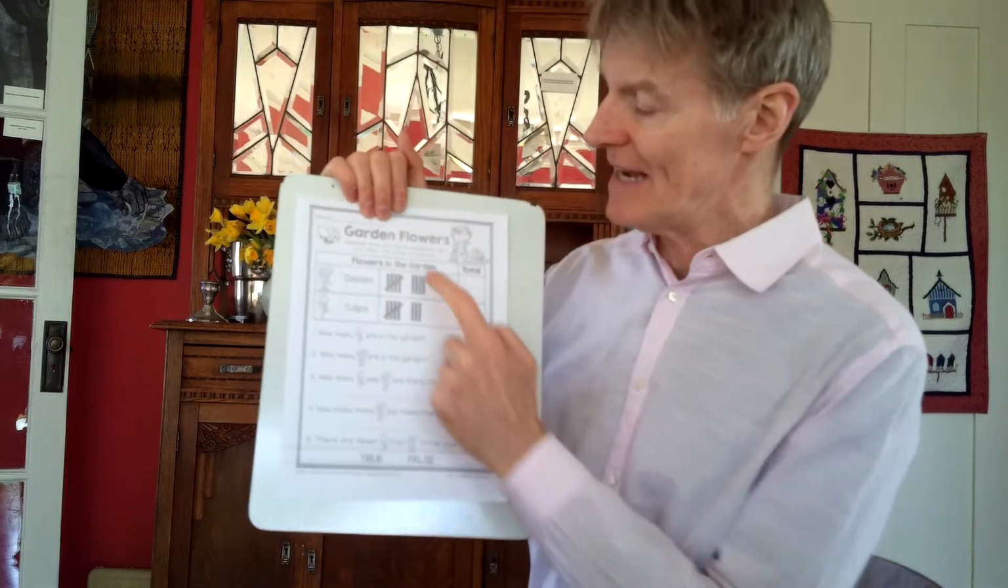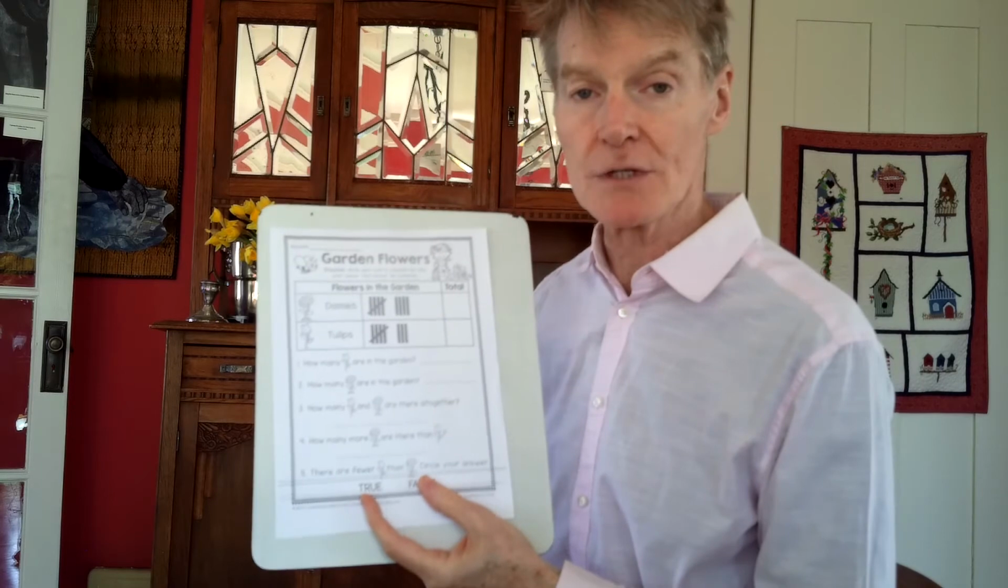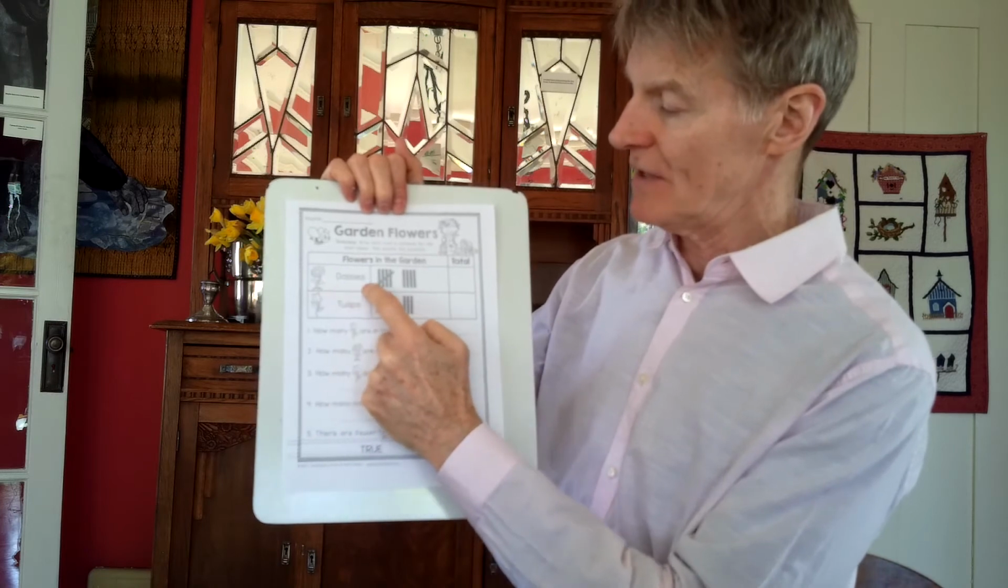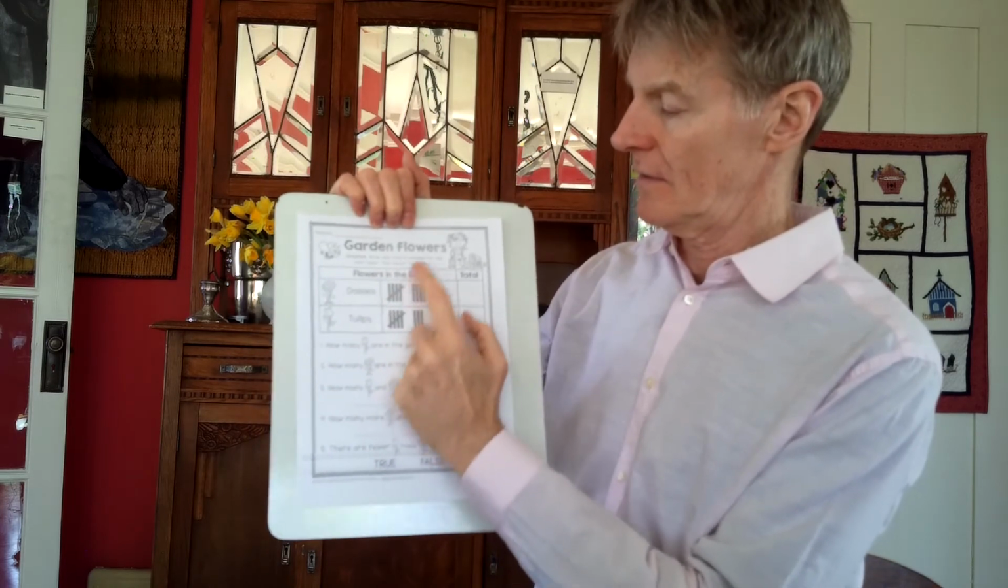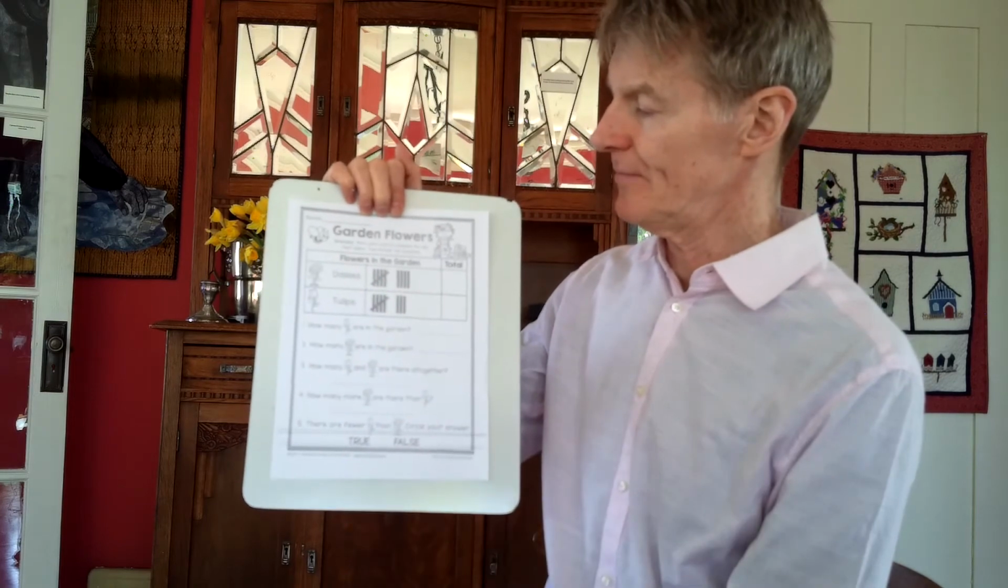Now this graph introduces something new, old, old, new. Tally marks. So instead of having colored boxes, this graph has tally marks to tell you the amount. Another way of taking data or information. This is garden flowers. Someone counted the daisies in a garden and used tally marks to show every time they saw one daisy, they put a tally mark. There are daisies and tulips.